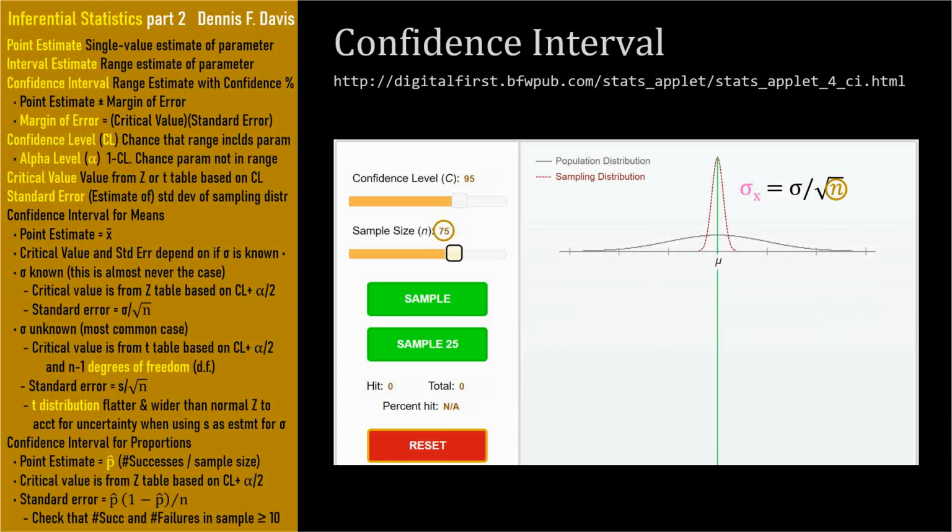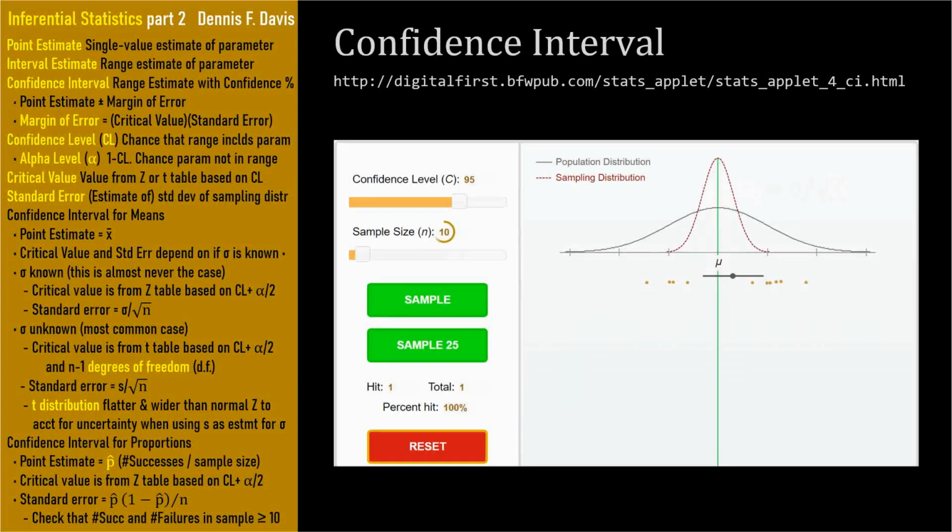Since the central limit theorem tells us that the mean of a sampling distribution mu sub x bar equals the population mean mu, the green line also represents mu sub x bar. With the confidence level set to 95% and the sample size set back to 10, I'll click the green sample button and the app draws a sample of size 10 from the normal population.